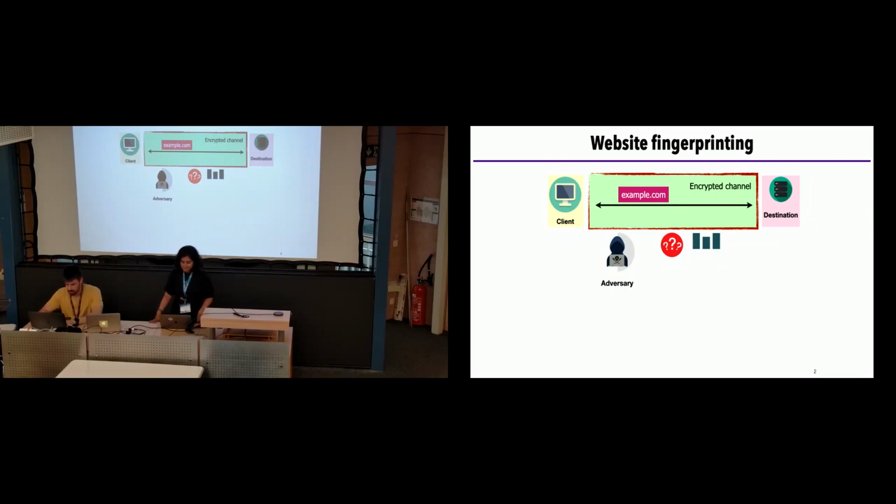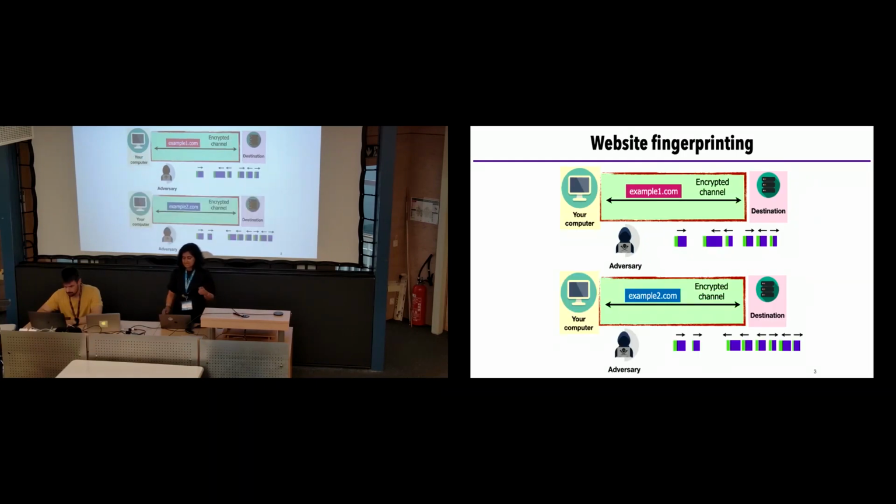So a website fingerprinting attack is basically one where you have an adversary that's monitoring the channel between a client and a destination, and this channel is encrypted. The adversary aims to identify which website is being visited by the client. The adversary doesn't have access to the content of the traffic and instead sees a sequence of packets. The idea behind website fingerprinting is that different websites have different kinds of resources and structures. So the traffic patterns that an adversary observes are very different for, let's say, example1.com and example2.com.